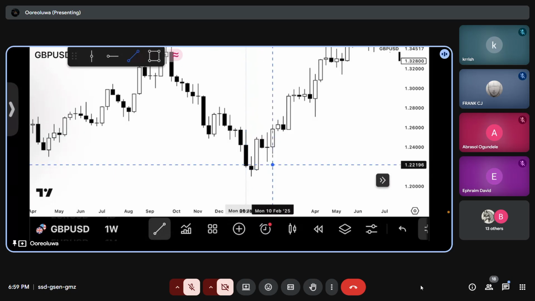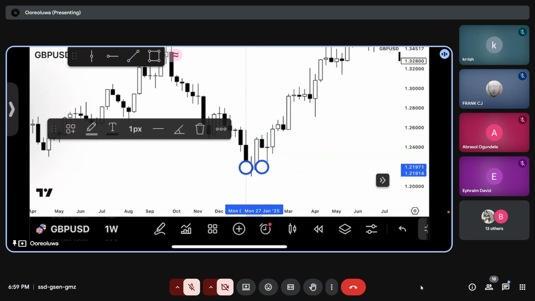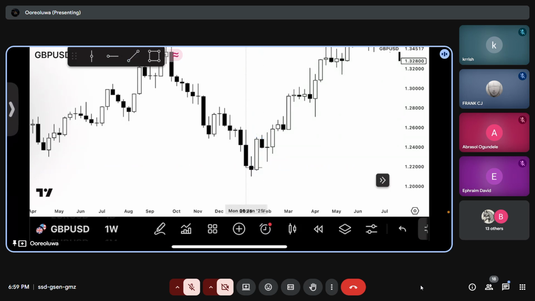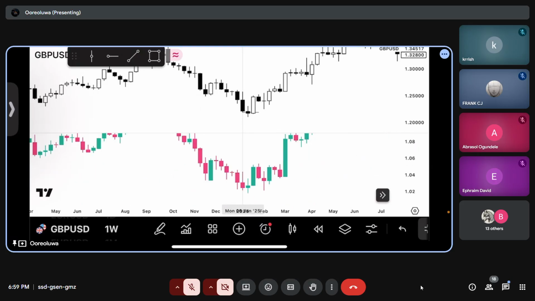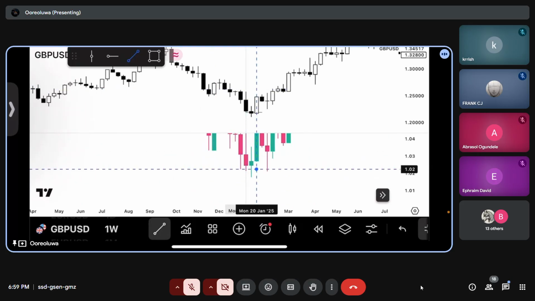All right, on the first pair, which is GBP USD, I want to see the week closing below. Right, close below. Then on the other pair, which is Euro USD, I want to see price wick below. Okay. All right. So why is this happening?